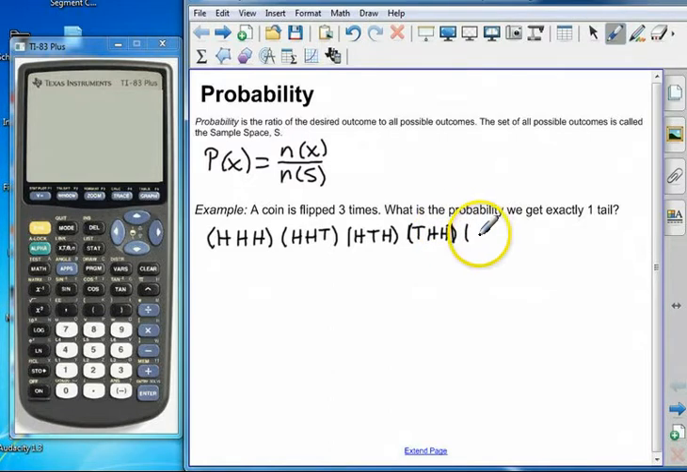We could get tails, tails, heads. We could get tails, heads, tails.